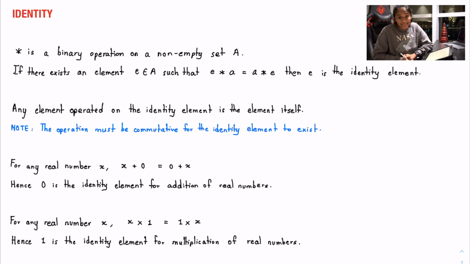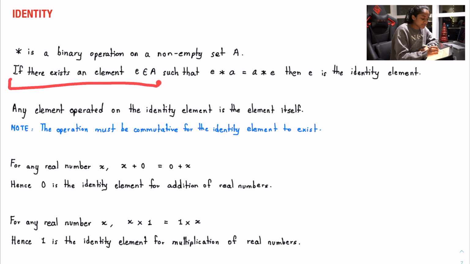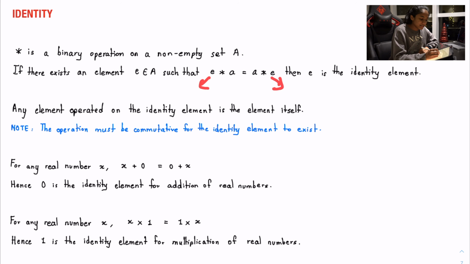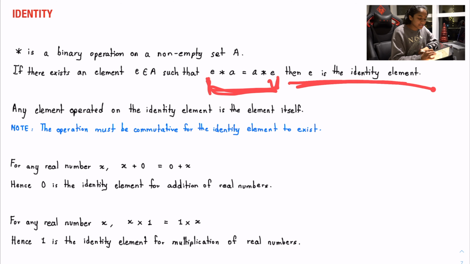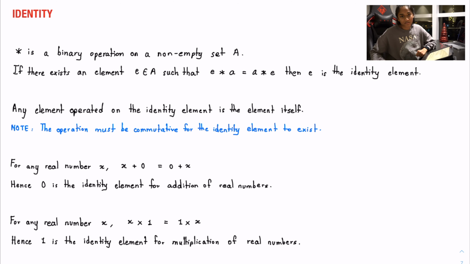Remember that since division and subtraction are not commutative, they will not have identity elements. But the general rule is that if there exists an element e, which is an element of a set of numbers, such that e star a, where e is the identity element here and a is just a number, gives back the number a, and this is commutative, then e is the identity element, okay?